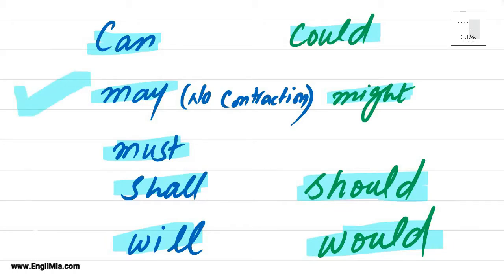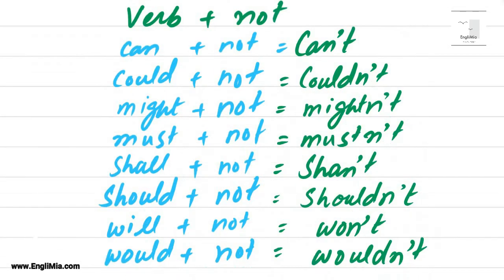As I mentioned, may has no contraction, so we will talk about the remaining 8. Let's talk on them. As I told you in my previous video, there are 2 ways to make contractions or to contract a verb. The first one is the combination of verb plus not. So the first one is can plus not.